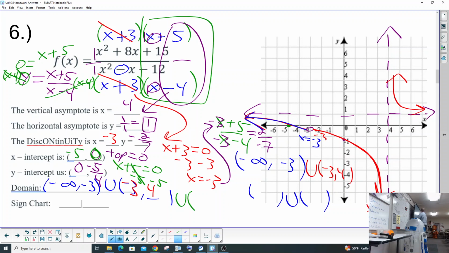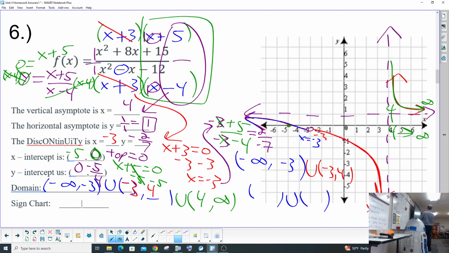In union with, now we're going to go up here at 4, where the asymptote is, to infinity, right? Because our graph goes along with 4, and it goes from right forever to infinity. So now we're going to go 4 to infinity. And that's our domain. You could have said all real numbers except x can equal negative 3 and 4, or you can write it like that for the domain.